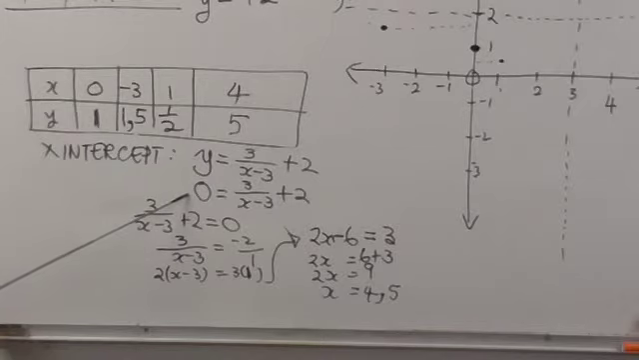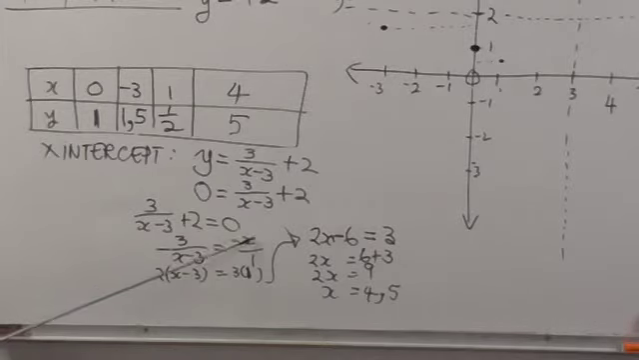You want the x-intercept, therefore you make y equal to 0. That's 3 over x minus 3, correct. That's 2, correct. That's 3 over x minus 3 is equal to minus 2. That's correct. So there's a mistake here.